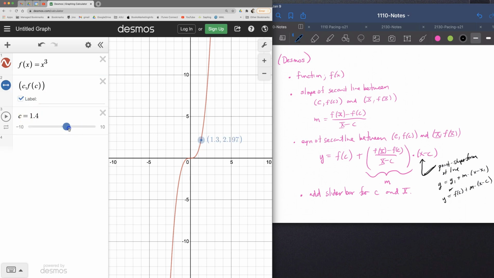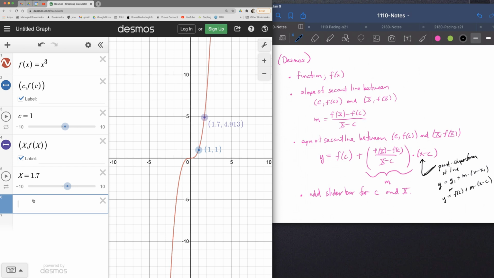So here is the point 1, 1, or you can move that point around. Let's go ahead and create a point x comma f of x. Okay, and we'll add a slider bar for x. Okay, and then we can have the point x moving, and let's create a label for that one. Okay, so what we're going to need is the slope of the secant line here, and then we can go ahead and put that slope of the secant line into the equation of the secant line.